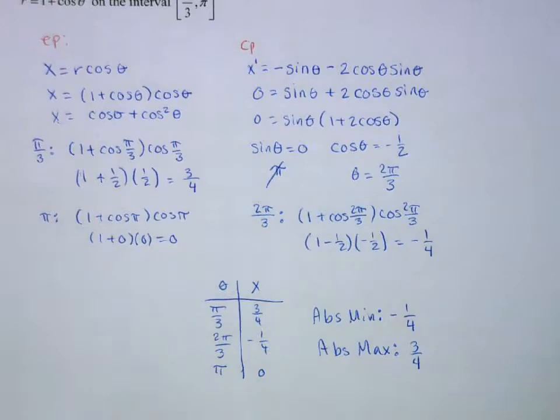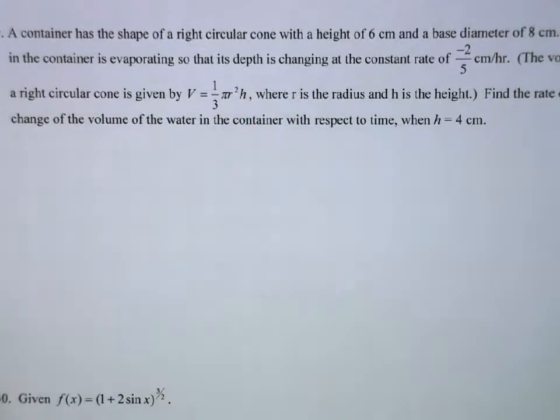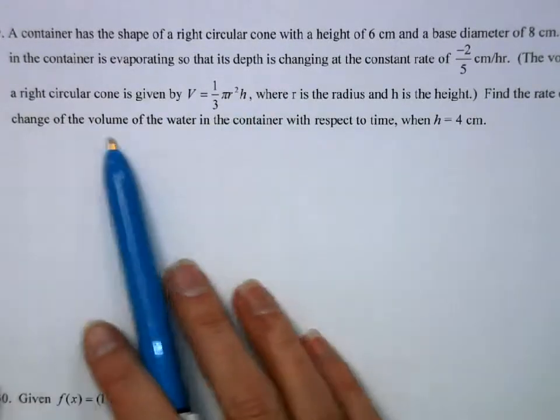Okay, we have another related rates problem. A container in the shape of a right circular cone with a height of 6 centimeters and a base diameter of 8 centimeters. Water in the container is evaporating, so the depth is changing at a constant rate of negative 2/5 centimeters per hour. Volume is 1/3 pi r squared h. We're going to find the rate of change of the volume in the water in the container when h equals 4.